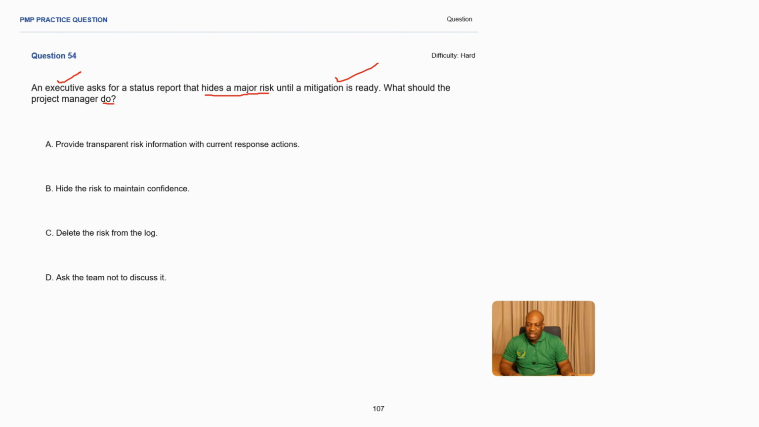A, provide transparent risk information with current risk response. Okay, I like the word transparent, ethics. A project manager is supposed to be transparent and also honest. B, hide the risk to maintain confidence. Never hide anything in a project. Always make sure everything is very transparent. C, delete the risk from the log. Don't delete anything from the log. You can close the risk, but don't delete. You can even archive it for reference for the future, making this one incorrect answer. D, ask the team not to discuss it. You are still hiding. So this is the same in terms of project ethics, making this one incorrect answer.